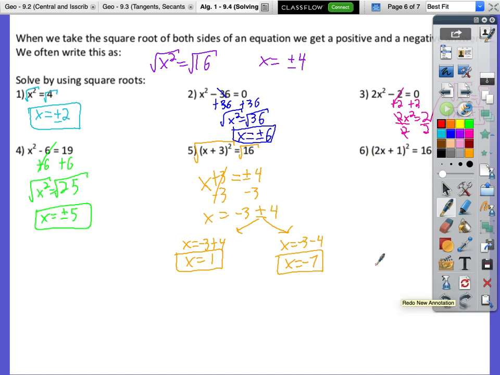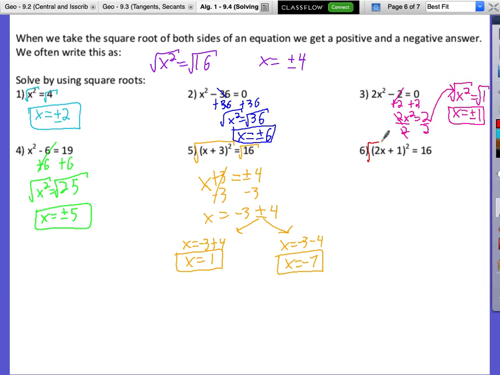So the squared term is already isolated. So what are we able to do? Now we square root both sides. So we move on to our second step. And what happens with the square and the square root? They undo each other. Thank you for using that word. I do not like the word cancel. They undo each other. And what are we left with then? 2x plus 1. Left with everything else that's underneath the square root, everything else that was in the radicand.